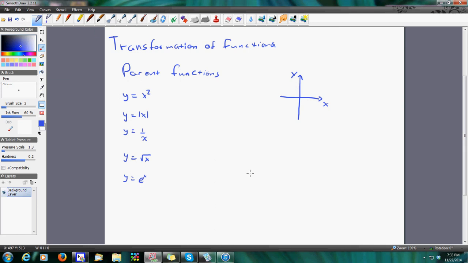This is a bear of a topic, and it should not actually even be a video topic because there's really a lot to it. We're going to talk about the transformation of functions, and it's not super hard, but you do need to know a lot of things.